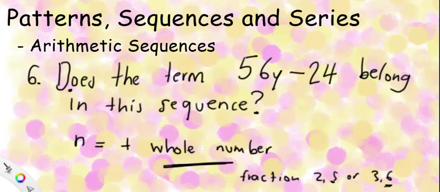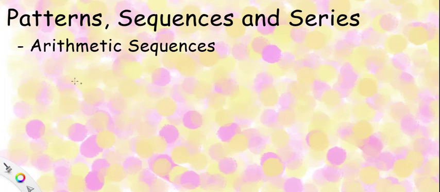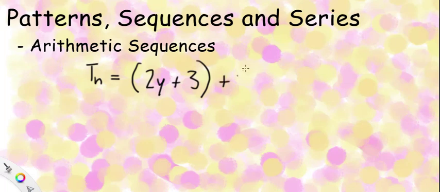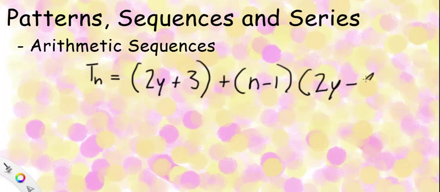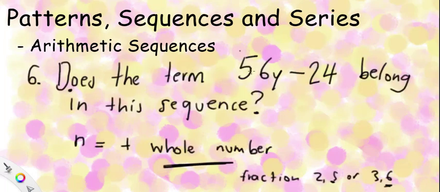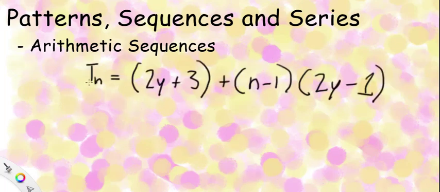So we're simply going to do what we did for the previous example. We're going to solve for n, and depending on how n looks, we'll know whether 56y minus 24 belongs in the sequence. So let's get started then. Let's rewrite our general equation just for interest's sake. Our general equation is Tn is equal to brackets 2y plus 3 plus n minus 1 times the common difference, which is 2y minus 1. So we're trying to figure out if 56y minus 24 belongs in the sequence. We're simply going to substitute it for Tn like we did.